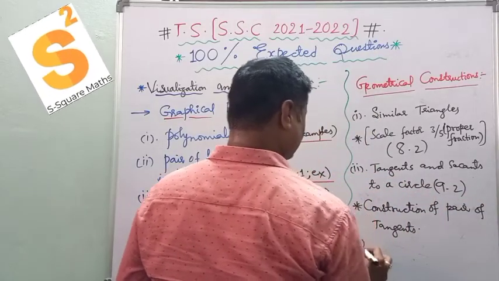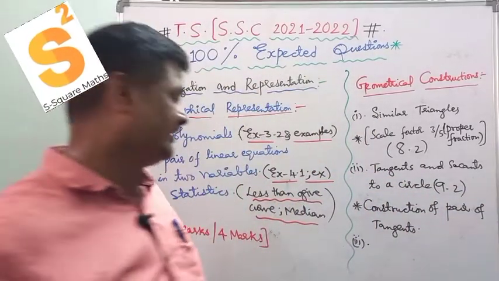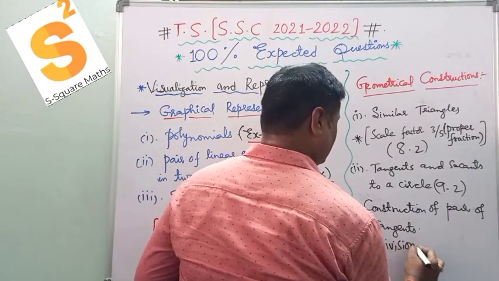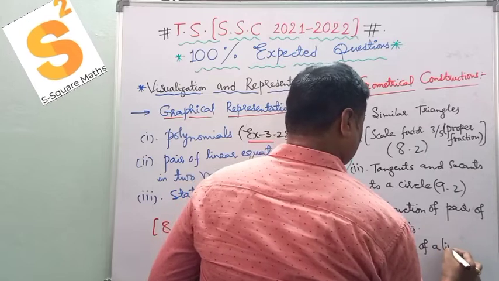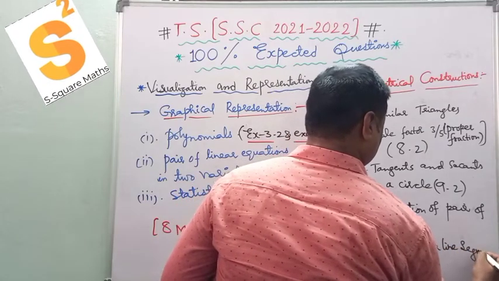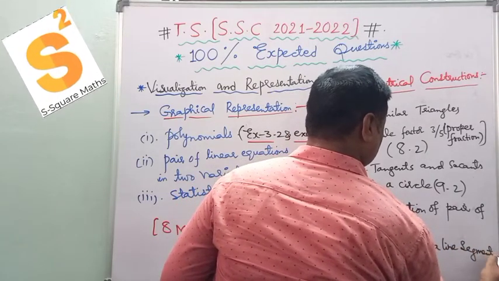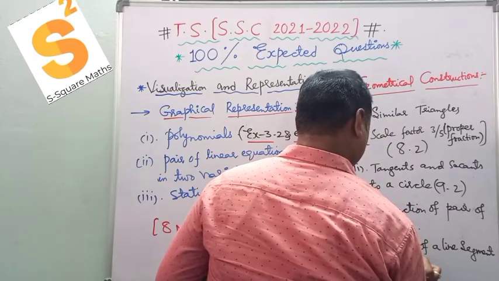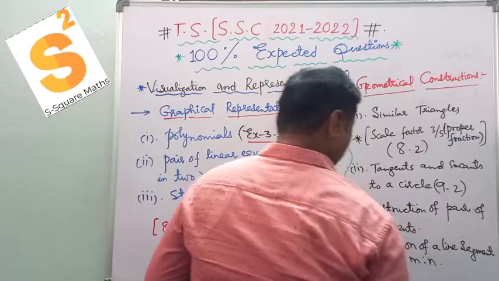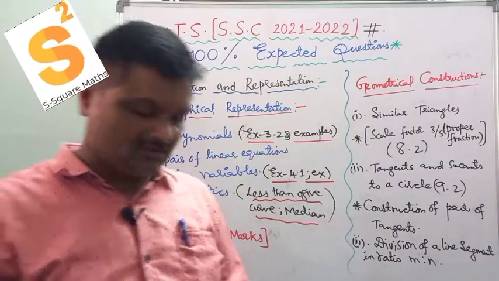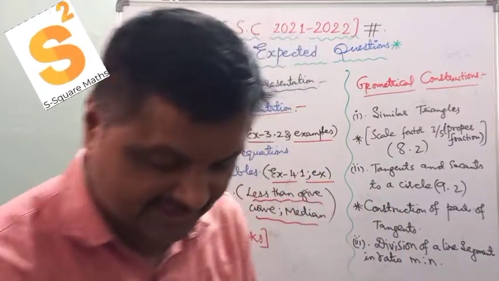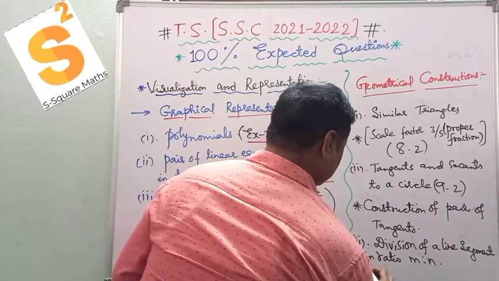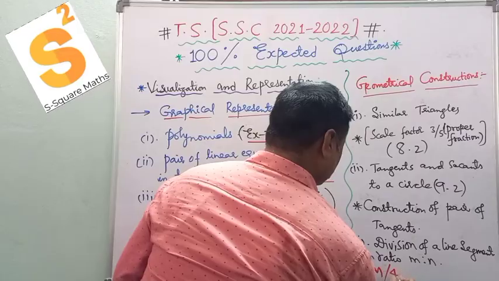Last but not the least, many of the students again miss division of a line segment in the ratio m:n. So these are the three different categories. Again, you can expect here 8 marks or 4 marks.